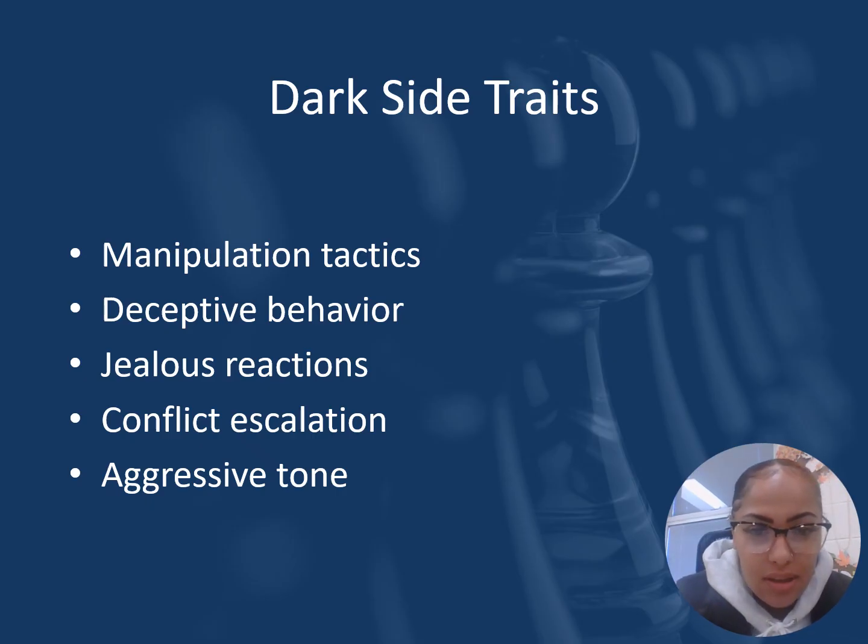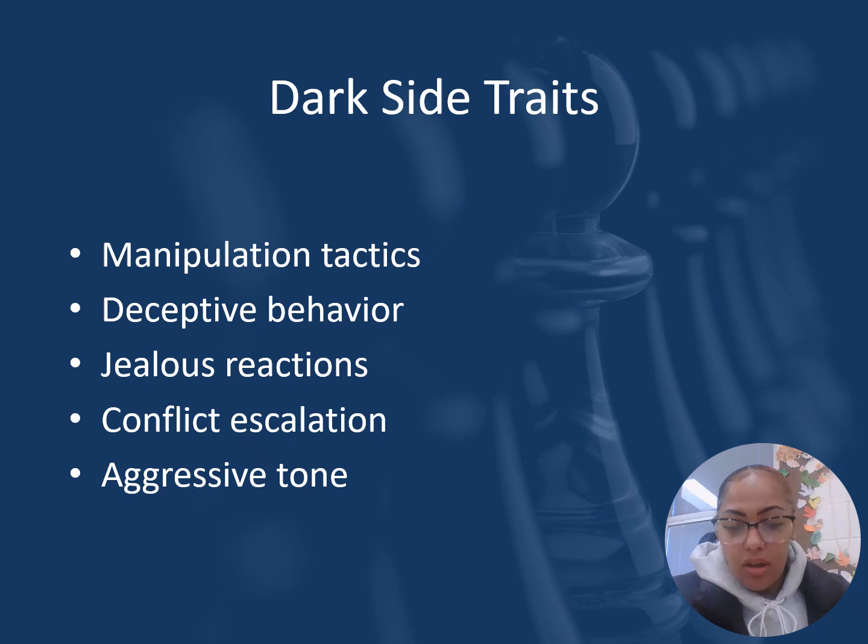Dark side traits: manipulation tactics, deceptive behavior, jealousy reactions, conflict escalation, and aggressive tone. The dark side includes behavior such as manipulation, deception, and jealousy, which can lead to conflict or even emotional harm. For example, manipulation might look like guilt tripping or controlling behavior. Deceit breaks trust, while jealousy can cause resentment. These behaviors create tension and weaken relationships over time.